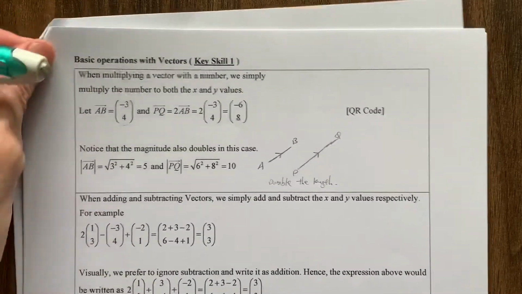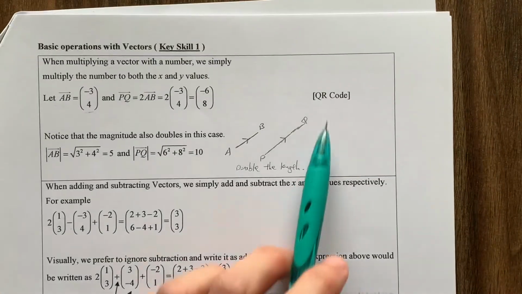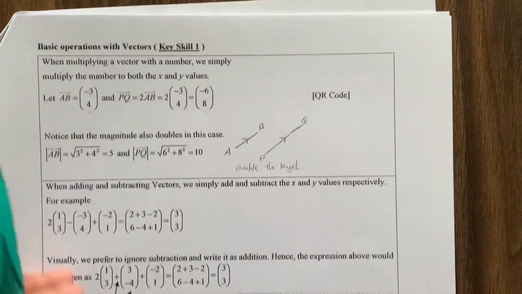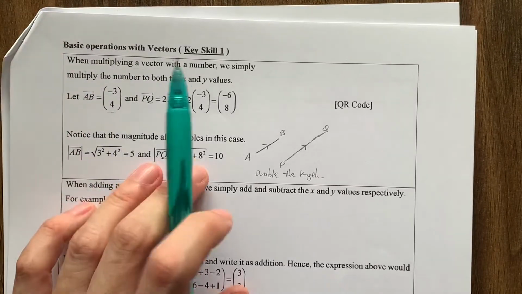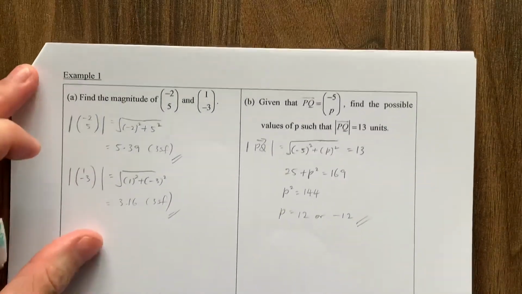Okay, so the next part will be this very important concept, because eventually we're going to reach resultant vectors. And of course there's going to be a QR code here. You need to scan this and watch yourself. This is the most important part of this whole chapter. You need to get this right. So you can scan yourself. I'm going to continue with the next example, so come back when you have watched the QR code.